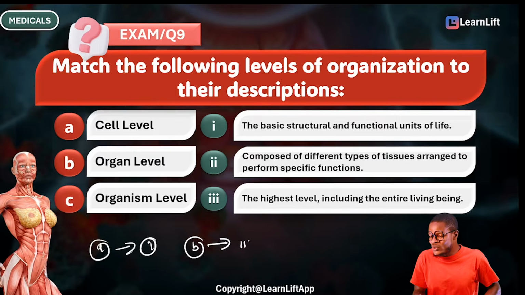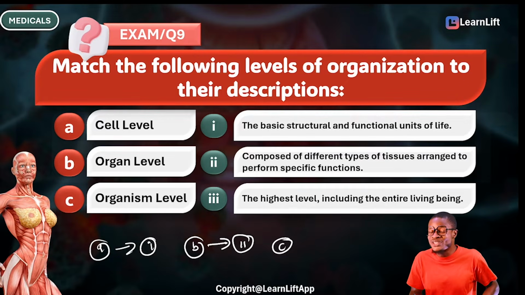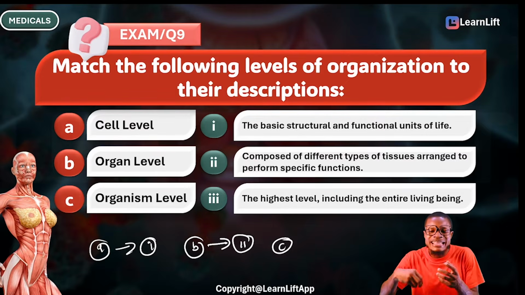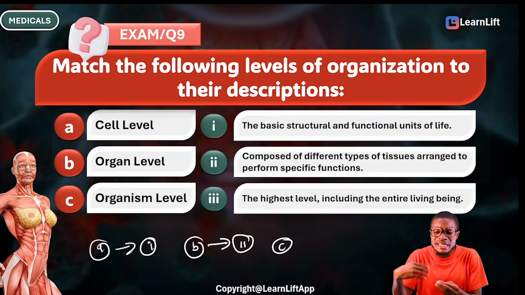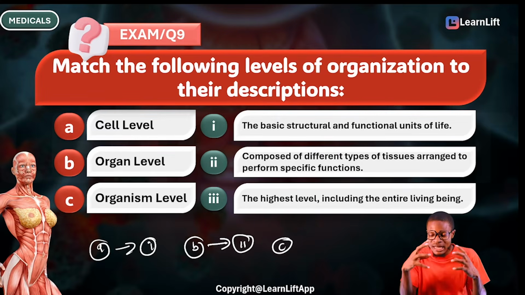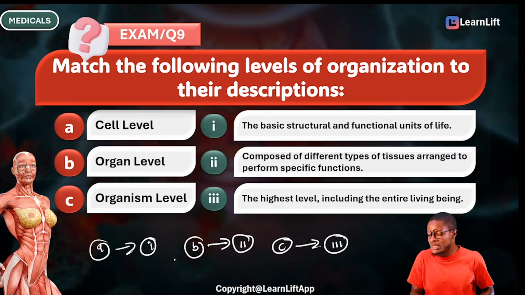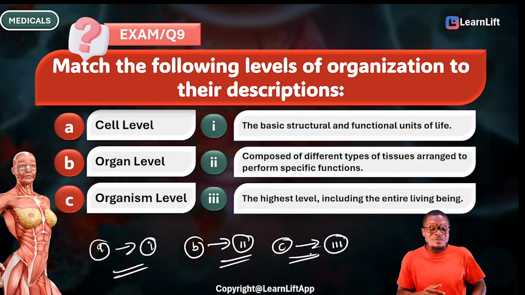So B is going to match with your 2, and you don't need to stress because your C there, if you go and choose C will match with 3 and does not match, that means you are wrong in that area. Now the highest level, that's 3, the highest level including the entire organism, the entire living organism or the living being. So what's that? That's organism level. That means C is definitely going to correspond with 3. 1, 2, 3. That's the correct answer. So we are correct with A, your B, and your C. Let's move to the next, guys.